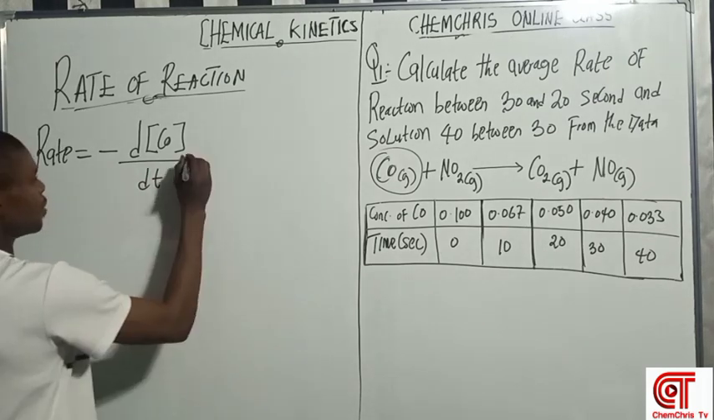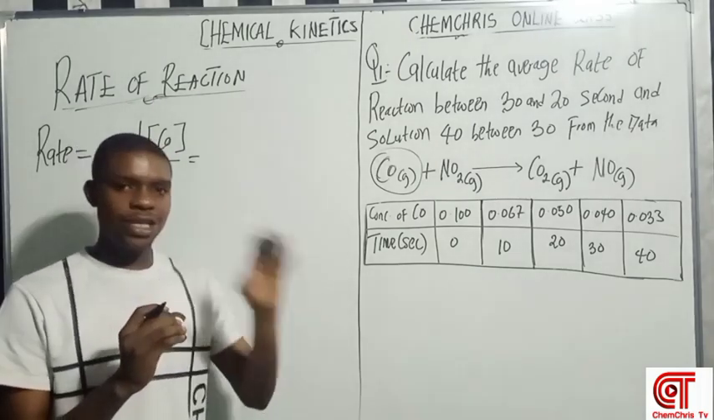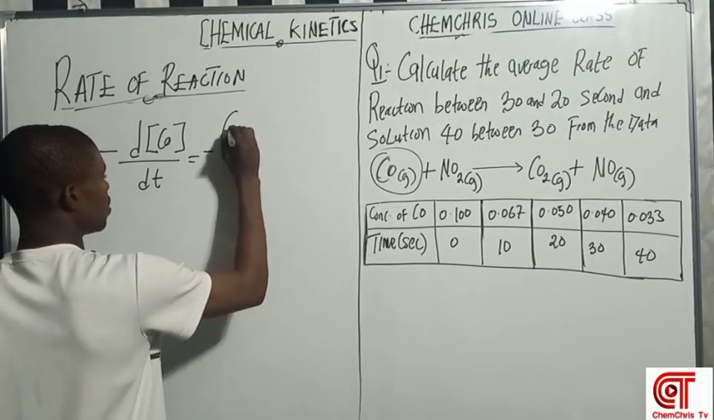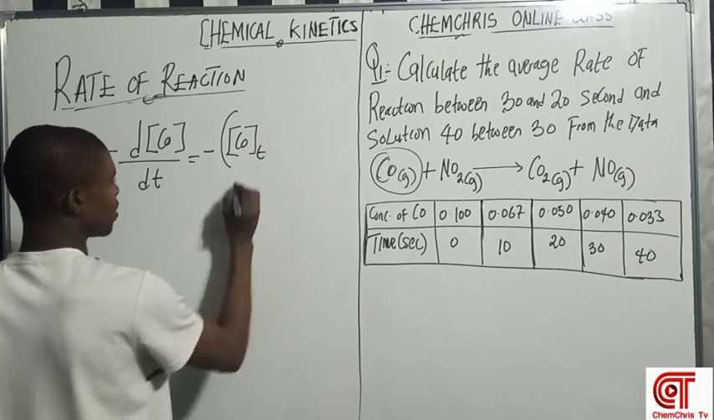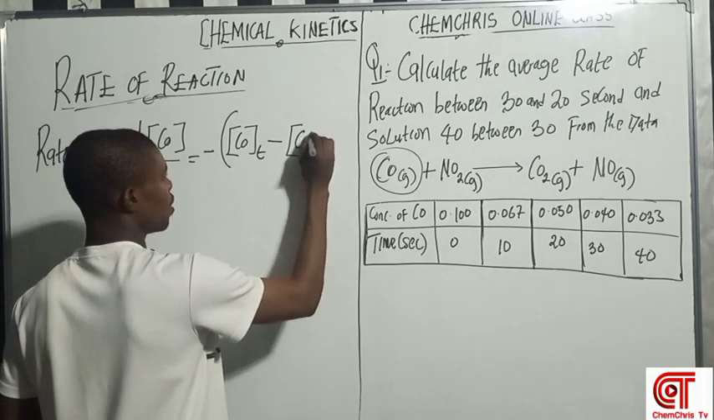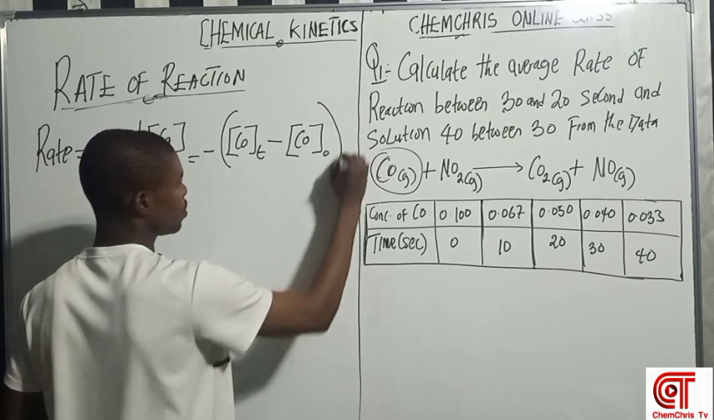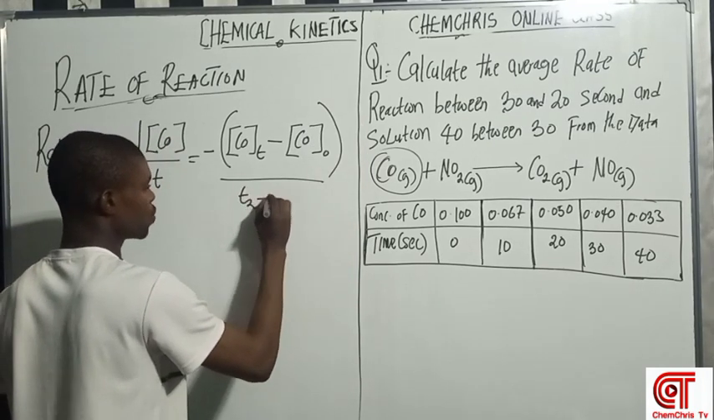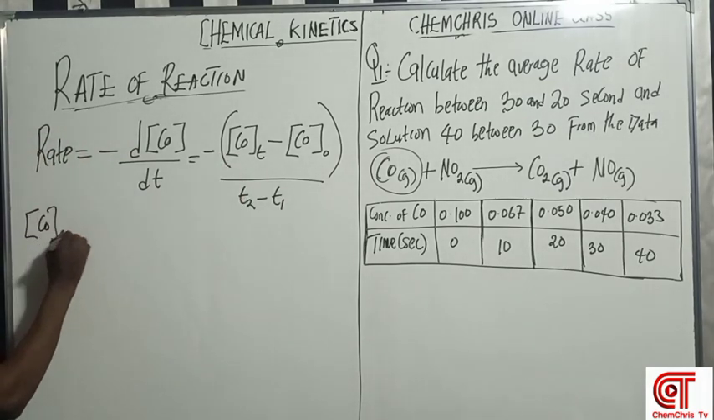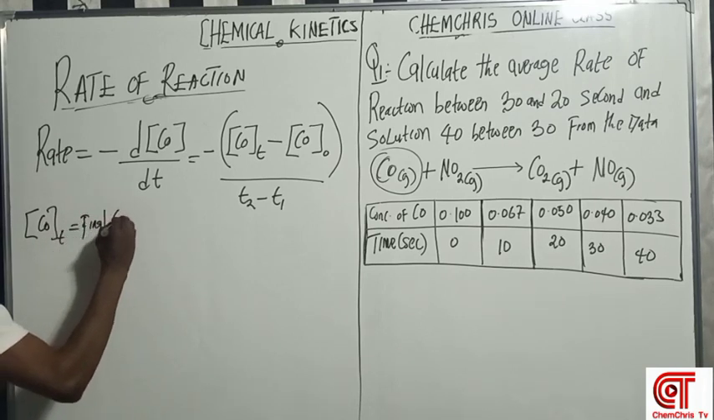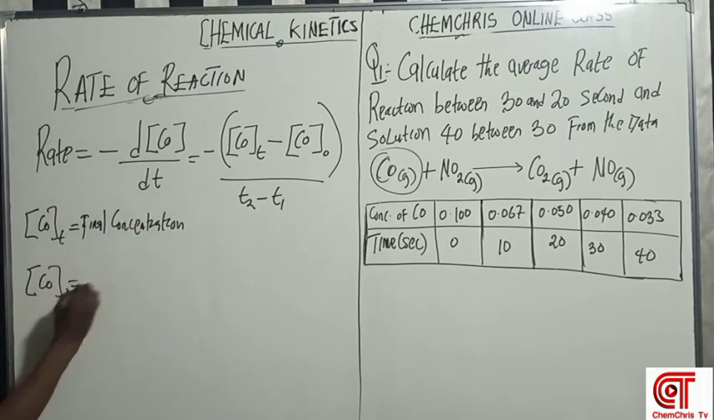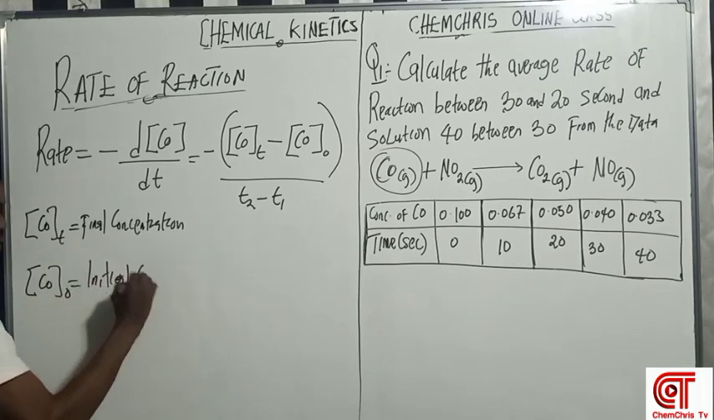When you talk about change, we do the final concentration minus the initial concentration. If you write that in square brackets: the final concentration of carbon monoxide, CO at time t, minus the initial concentration of carbon monoxide, CO at 0, over T2 minus T1. What you want to understand here is that CO at t is going to be the final concentration, and CO naught is going to be the initial concentration.